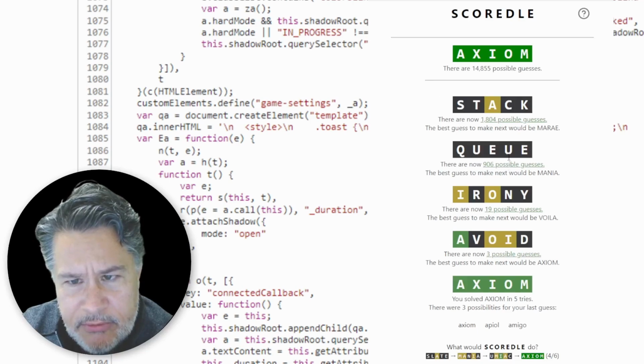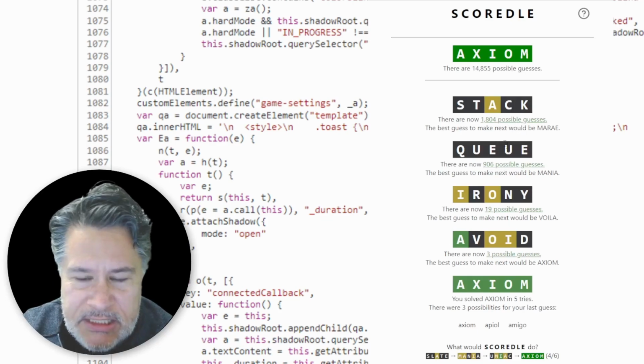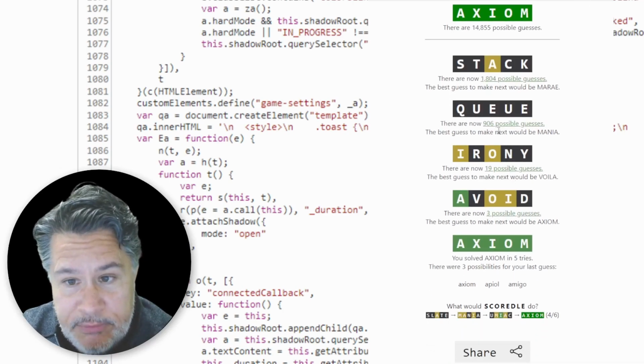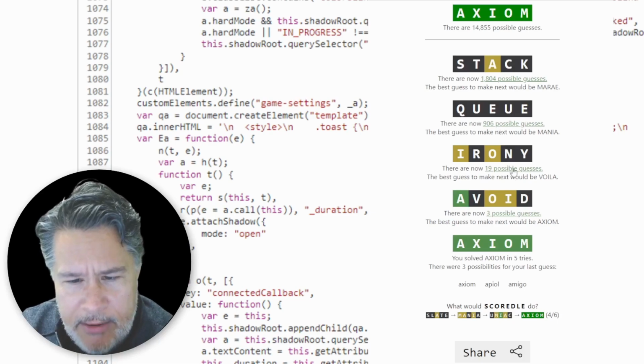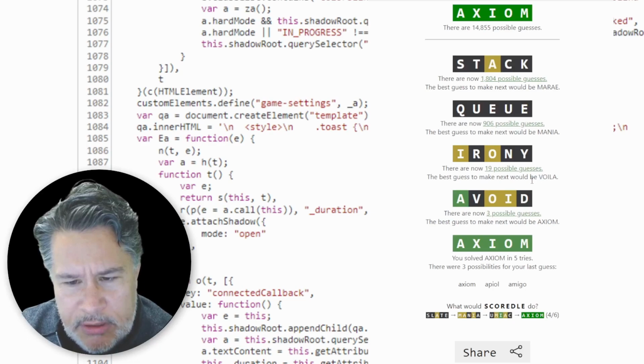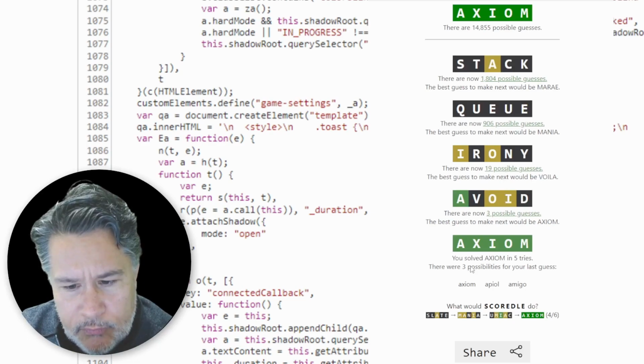I'm very upset. So Stack brought it down not very well, maybe a factor of 7 or so. And then Q just cut it in half. That's thanks to obviously getting rid of the U and the E. Irony was good. It did bring it down to 19. And that's funny. It wanted me to do voila. That is what it wanted me to do next, but I went with avoid. And of course, yeah, axiom.